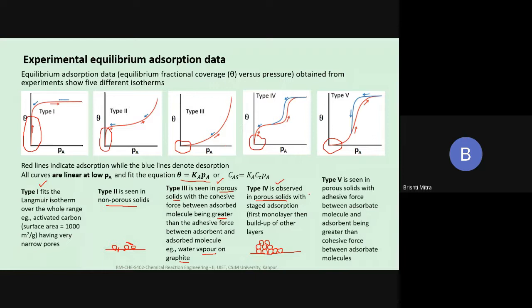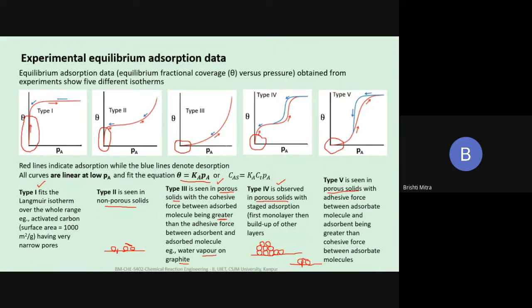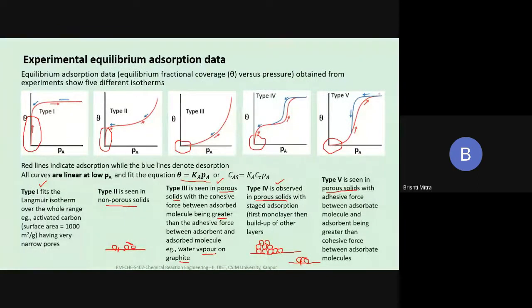Last one is the type 5, which also happens in porous solids, with the adhesive force between the adsorbate and adsorbed molecule being greater than the cohesive force between the adsorbate molecules. So whatever we had seen, it is just the opposite of type 3. So this is what we have. When we have an adsorption, this bond, the force which is there, is greater than the force between two similar molecules which are side by side. So this is more than this one. In that case, we have a type 5 kind of curve in the case of coverage versus partial pressure.